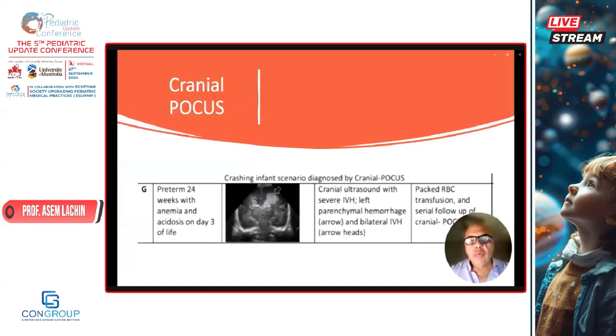Now we'll go to the fourth module, which is the cranial point of care ultrasound. The module is mainly for the detection of intraventricular or intracerebral hemorrhage, like this case, which shows severe IVH, left parenchymal hemorrhage. This is the left parenchymal hemorrhage, and bilateral IVH. Those are the bilateral IVH in this picture. So the management here will be neurosurgery follow-up, ultrasound follow-up, blood transfusion if indicated, and daily neurological assessment.